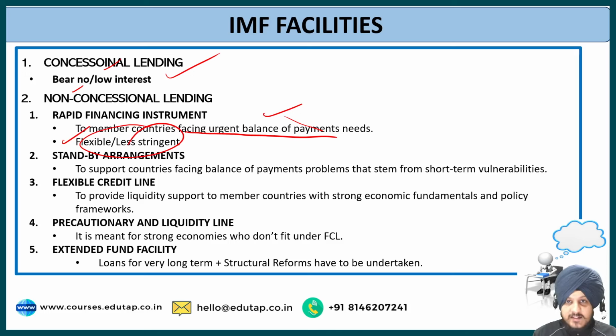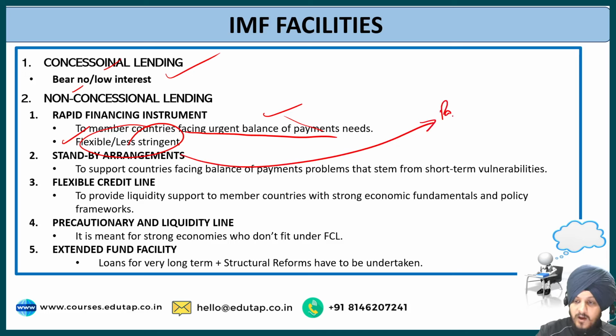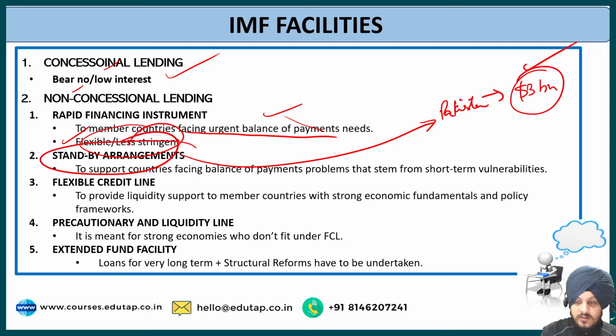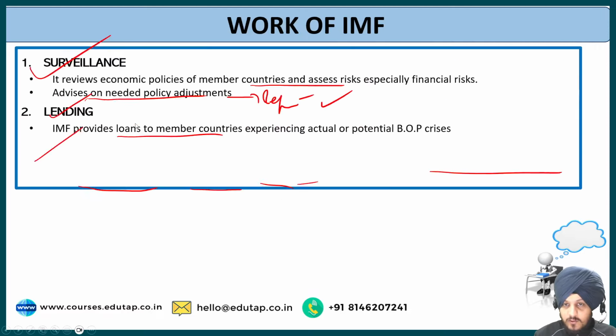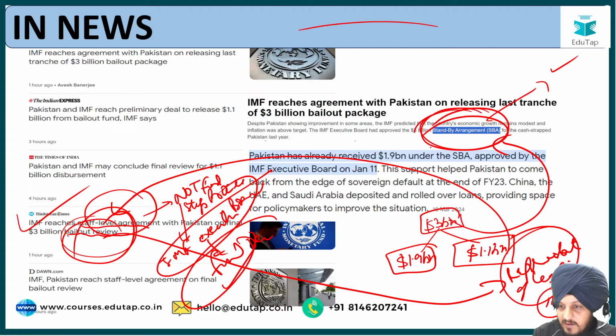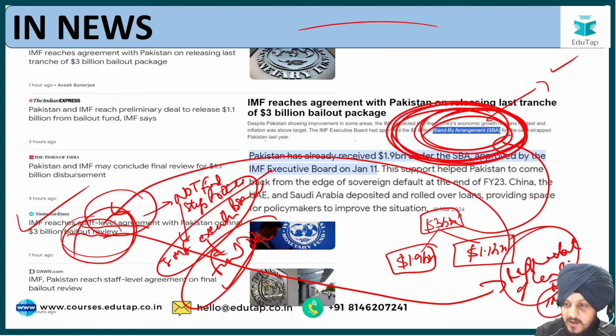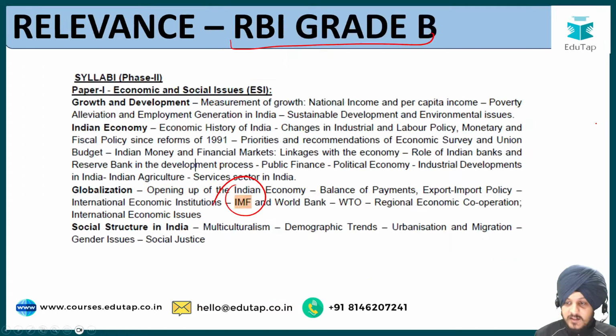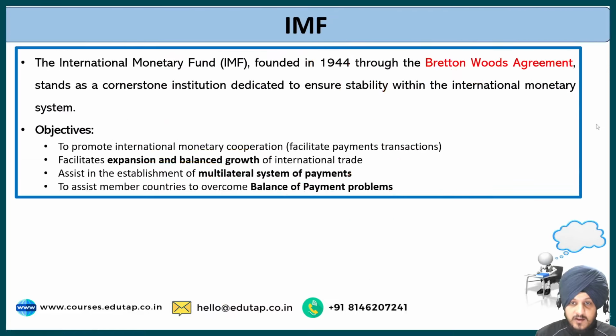The second is the standby arrangement. This is the same arrangement under which Pakistan has been given $3 billion. So this is the arrangement that was there in the news. If I take you back to the news article, here you can see very clearly we were talking about the standby arrangement. So this standby arrangement is a type of financial instrument under the IMF.